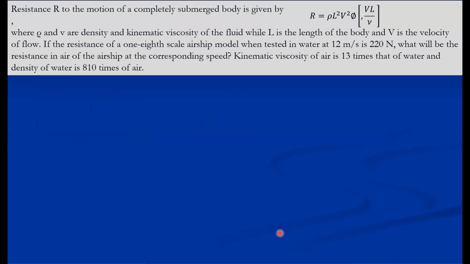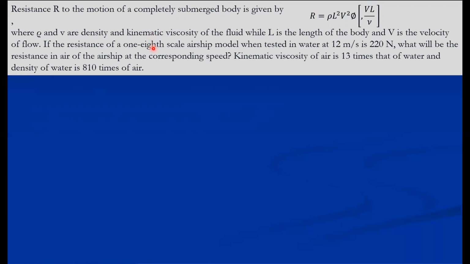We'll see through this example how the Reynolds model is applied for solving numericals. In this case, the resistance R to the motion of a completely submerged body is given by a relation. In dimensional analysis, using the Buckingham pi theorem, we have derived this. The resistance is a function of these parameters as well as the Reynolds number, where rho and nu are the density and kinematic viscosity of the fluid, while L is the length of the body and V is the velocity of the fluid.